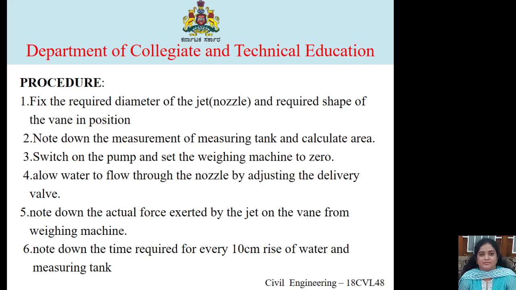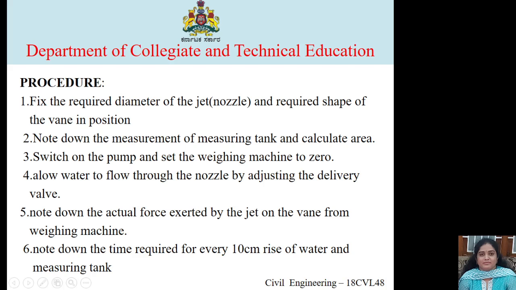Allow the water to flow through the nozzle by adjusting the delivery valve here, because we are taking three or more trials for different discharges, by operating the discharge or by opening the valve. Note down the actual force exerted by the jet on the vane from the weighing machine. There you can get the value of FA directly, and the actual discharge you can calculate in the discharge tank. You'll be calculating the time required for a 10 centimeter rise in the tank. That will give the actual discharge.